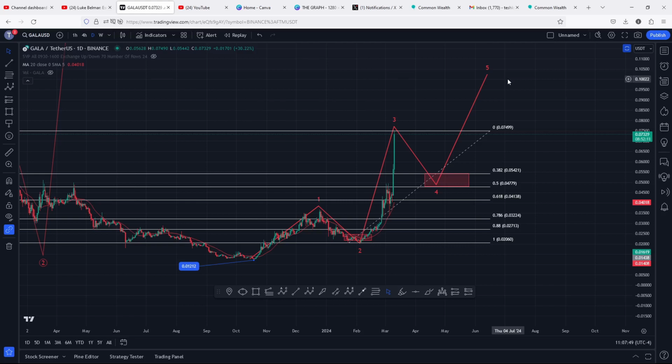So that is the price action that I'm expecting here on the Gala Games chart for the next coming hours and also days. And I've given you my breakout target areas and also my pullback target areas in case we see some weakness in the next coming hours.